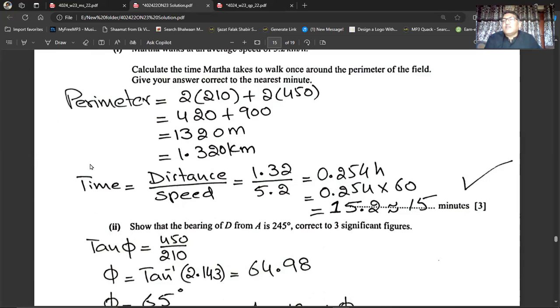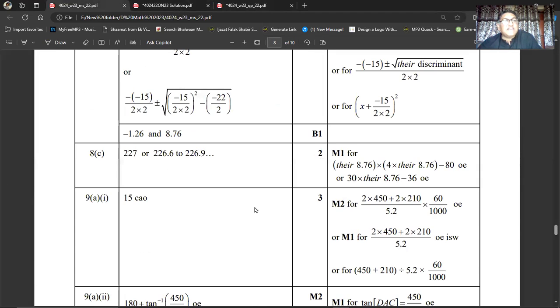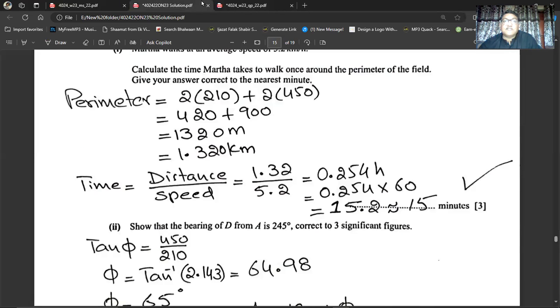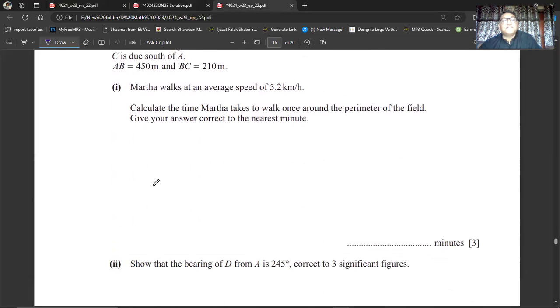Because we want the time in minutes, the answer must be in minutes. If you want to convert hours into minutes, you multiply by 60. So 0.254 multiplied by 60 will be 15.25 minutes approximately, because we have to give the answer to the nearest minute. So the answer will be 15 minutes. Hopefully you understand, 15 minutes is the answer. This is the marking scheme of question number 9A first part, and 15 minutes is the right answer, sir. This is my solution. Hopefully you understand.